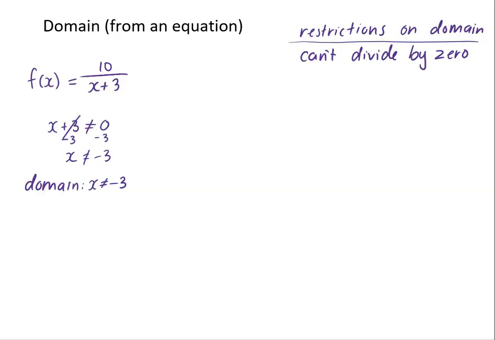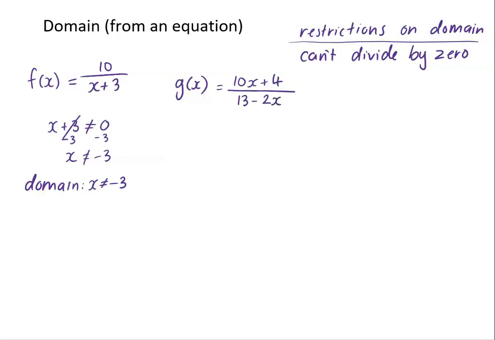Have a look at, for example, the function g of x equals 10x plus 4 over the top of 13 minus 2x.